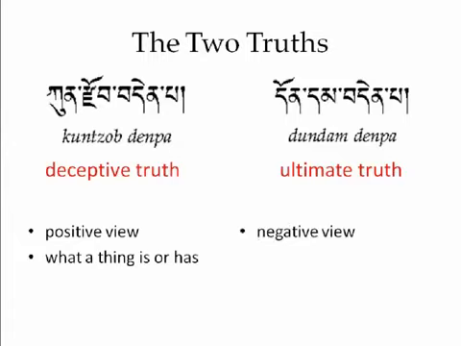The ultimate truth is a negative view. It is what the object isn't or doesn't have. It is the absence of something. The pen isn't how it appears to be. It lacks self-existence. Every object has these two realities. And from our point of view, one of them seems like a positive view, what an object has, which is what we're seeing, a deceptive truth. And then the other one is a negative view, what it lacks, that it isn't really the way it appears.